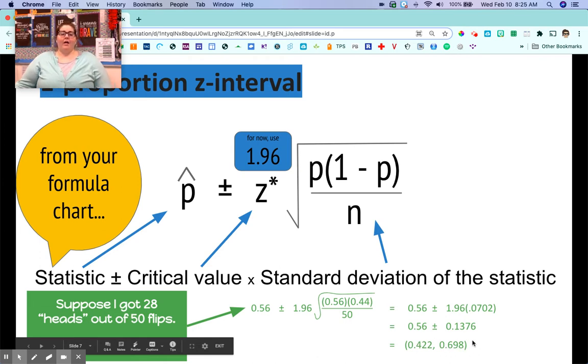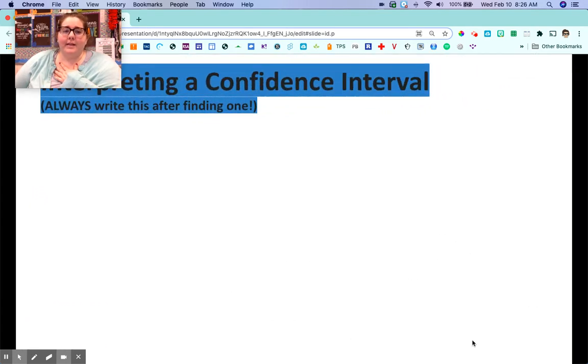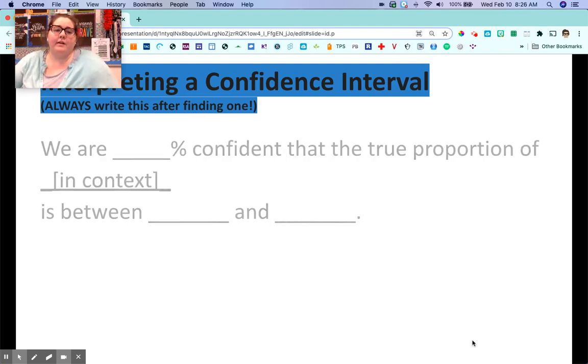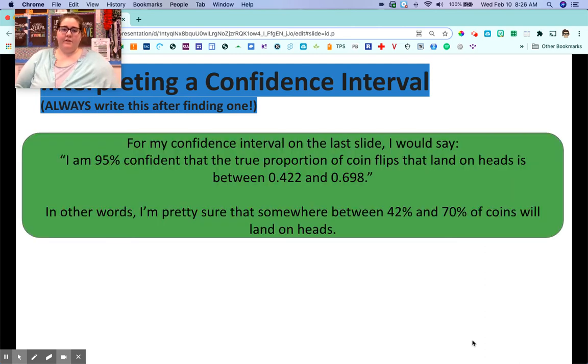So this is now my confidence interval for the true proportion of coin flips that land on heads based on my sample. The way that I interpret this interval, and this is always something that you should do, we are always interpreting these numbers from this point forward. The way to interpret the confidence interval is something like this. I am blank percent confident that the true proportion of whatever thing I'm estimating is between these two numbers. For this example, I'm going to say that I'm 95% confident.